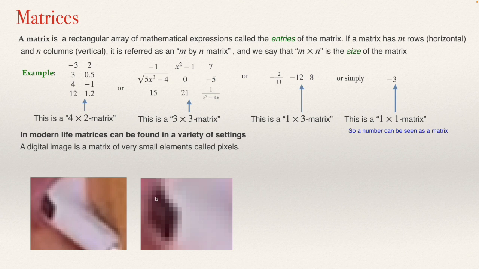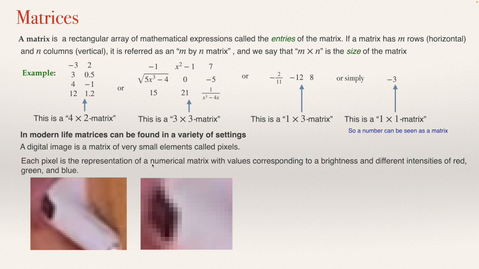And each pixel is actually a matrix also, because it's a representation of numerical matrix values corresponding to brightness and different intensity of red, green, and blue. So for example, this pixel here is just a representation of a matrix like this. Information about the intensity of red, the intensity of green, the intensity of blue, and the brightness of this part of the picture. So actually a digital image is a matrix of matrices. The convention is a little different when we speak about digital images.